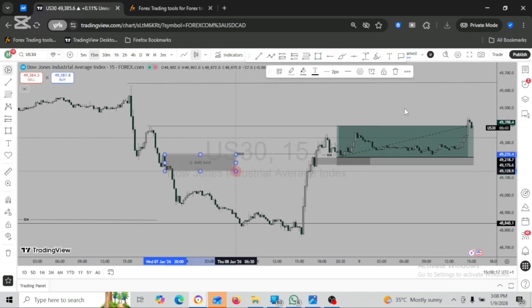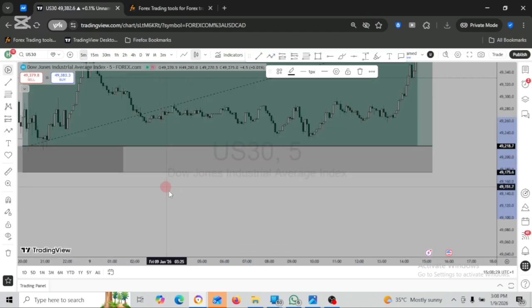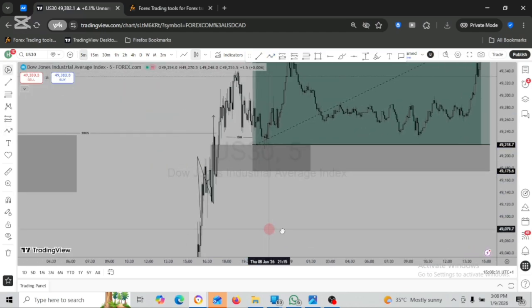Before price got to that zone, price was creating higher highs and higher lows. Now you can see this is higher highs, higher lows, higher highs. If I go down to the 5 minutes time frame, you will see what I'm talking about. You can see, very good. This is the 5 minutes.